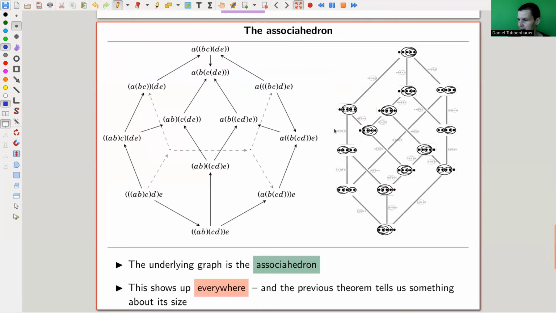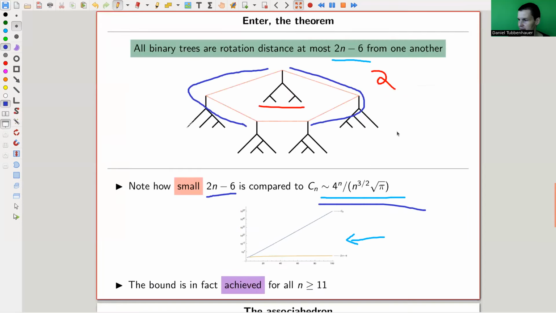And where does this all come from? This really comes from the associahedron, because you can think of trees as being ways to bracket a sentence. Let's do that here. For example, this top tree corresponds to bracketing A, B, C, D according to the branches. So something like this. So A, B, C, D. Every tree here corresponds to a bracketing.